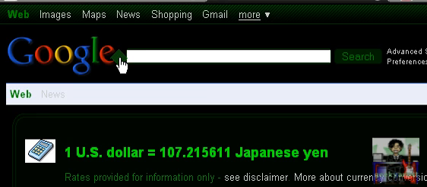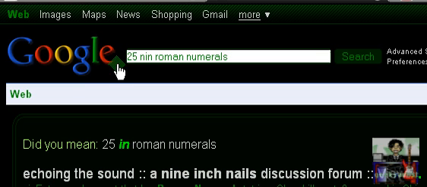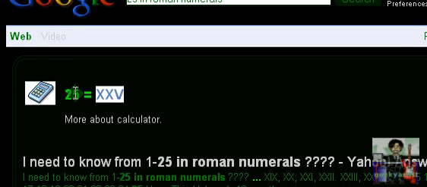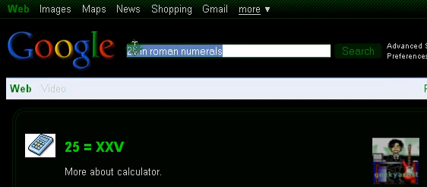You could also do some Roman numerals if you want to. Let's say I want 25 in Roman numeral. Enter. Oops, sorry about that. There we go. So this is your Roman numeral for this particular number.